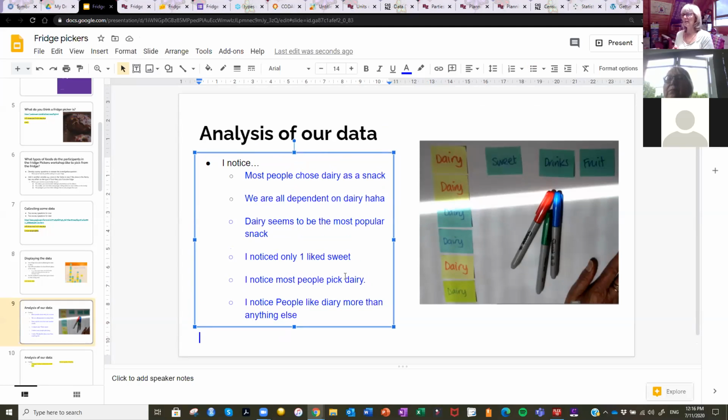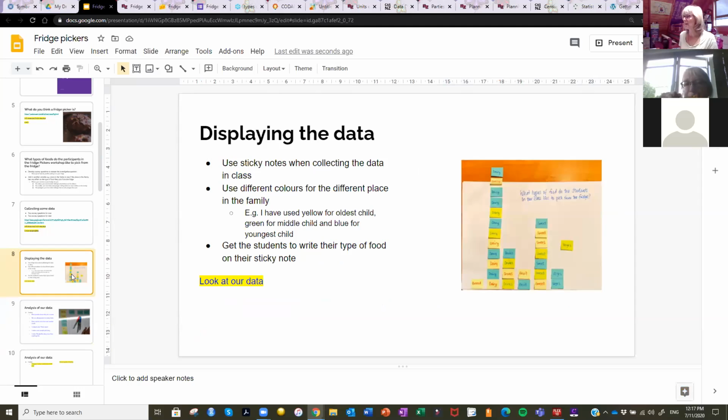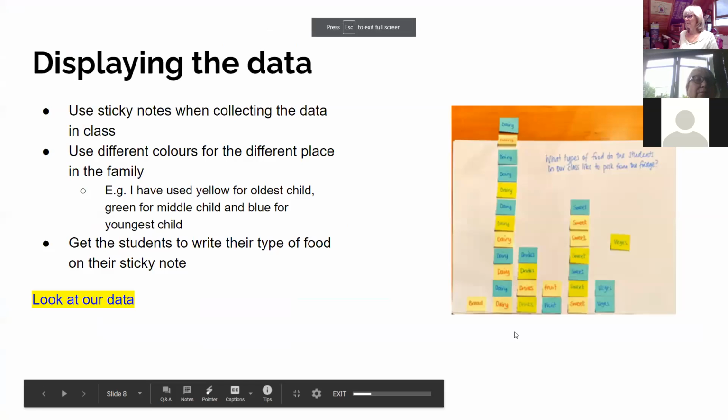So you can see there that we've got, most people chose dairy. We're dependent on dairy. Dairy seems to be the most popular. We noticed that only one likes sweet. And because our data wasn't as exciting as maybe my previous group, we didn't have a lot more to talk about. If I just go back to this one, I'll leave it there. We can see that there was a little bit more going on. Let me just put this onto percent mode. All right, so that was the previous one that I got.